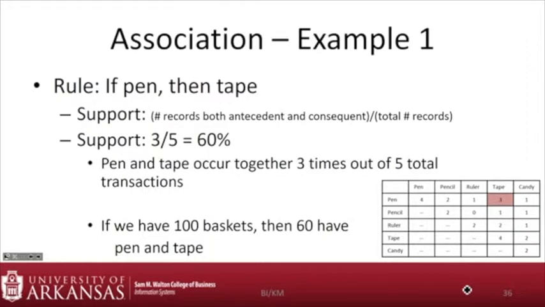So 60% of our records are where you bought both pen and tape. So pen and tape occur together 3 times out of 5 total transactions. If you look at that on a bigger scale, if we have 100 baskets, then we can expect 60 of those baskets to have both pen and tape in them. That's how you would interpret the support. Easy enough?